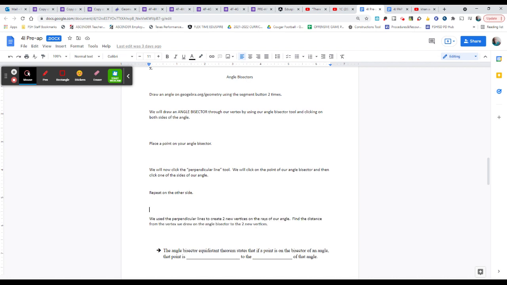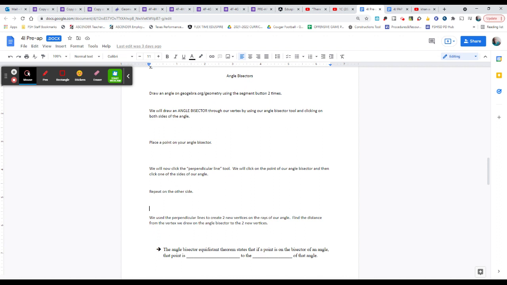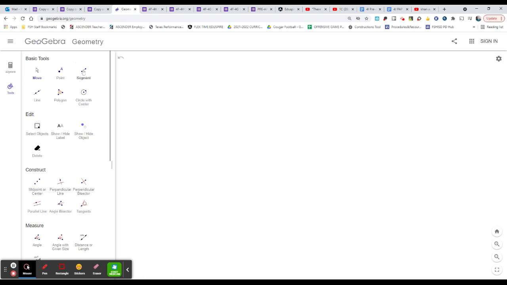So what we're going to do is there are some instructions here on the top of 4I on angle bisectors. I'm going to go ahead and go in GeoGebra and sort of draw these up. So I'm going to do a segment right here, make an angle like this. All right, and you can follow along if you want to. If you want to just watch, you can just watch.